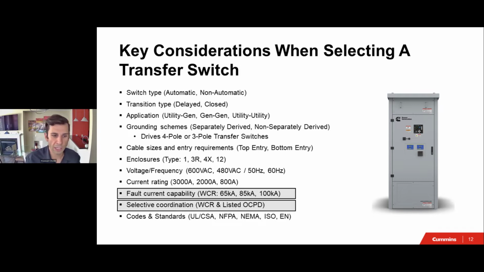And then there is the fault current capability. For that, the acronym that we use is the WCR. We'll derive that WCR. The typical numbers you might hear are 65,000 amps, 35,000 amps, 100,000 amps. And then there is selective coordination, and we'll see that we need to think about the withstand and closing rating, so it has to be tied into the short circuit capability. And then obviously there are codes and standards, whether we're meeting NFPA, OCPD, NEMA or ISO, or some radiation and electromagnetic compatibility standards.